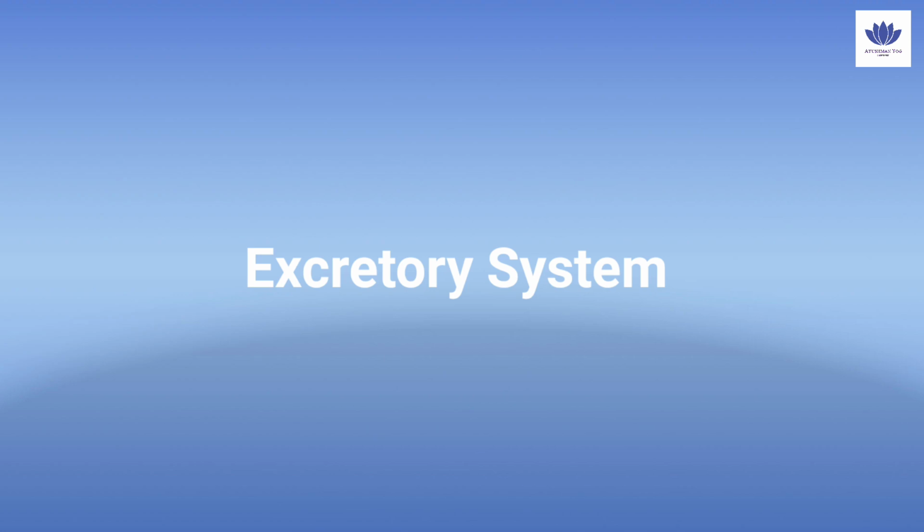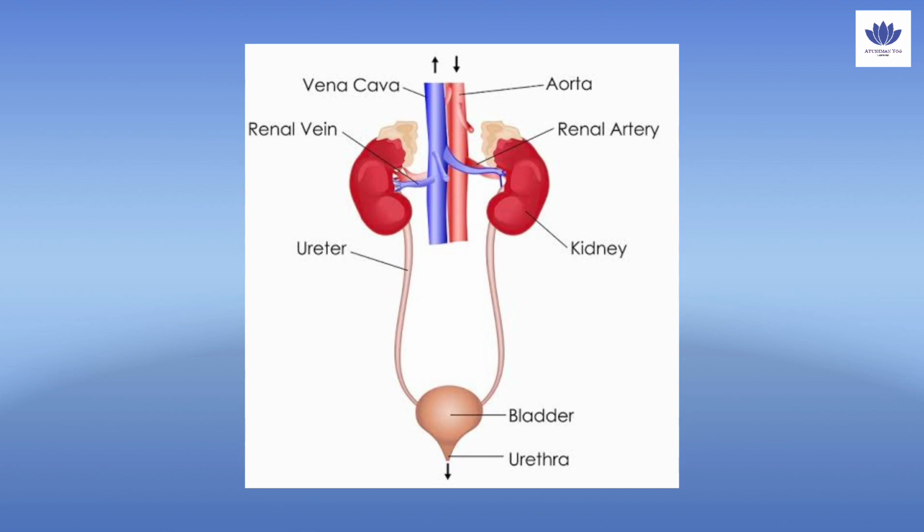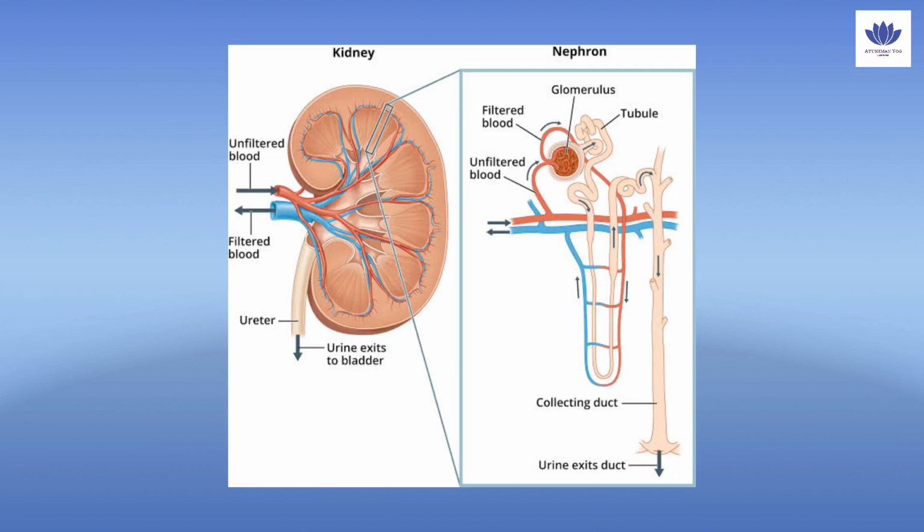Now the excretory system. The excretory system consists of organs which remove metabolic waste and toxins from the body, right? The primary excretory organs in the human body are the kidneys, ureter, urethra and urinary bladder. The basic functional unit of the kidney is called the nephron. These nephrons perform the primary task of filtering the blood and removing waste products.